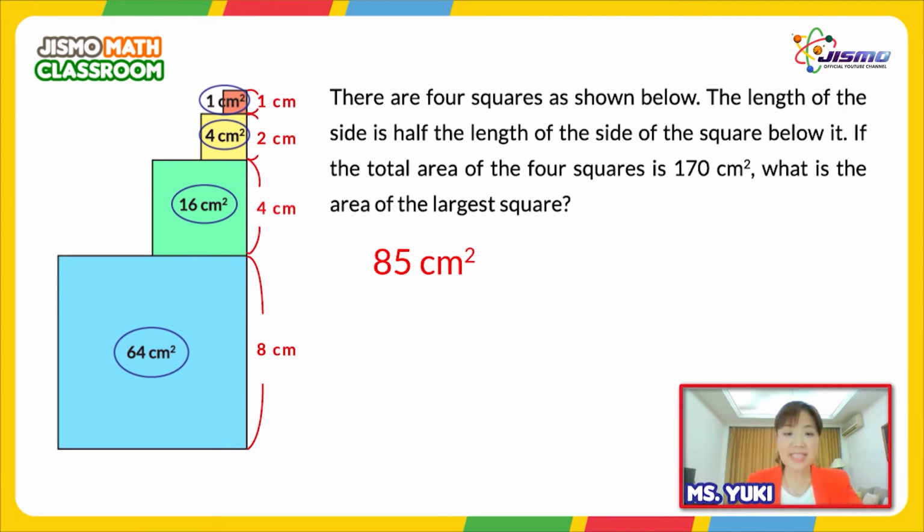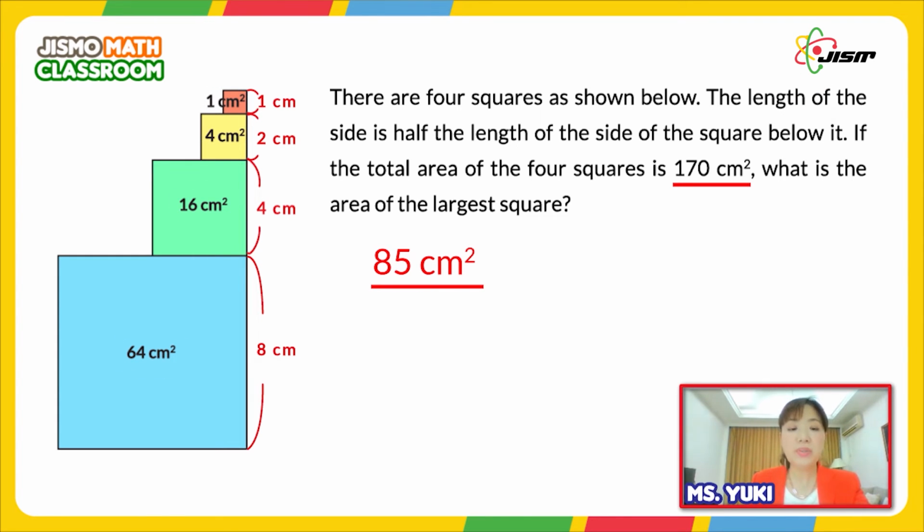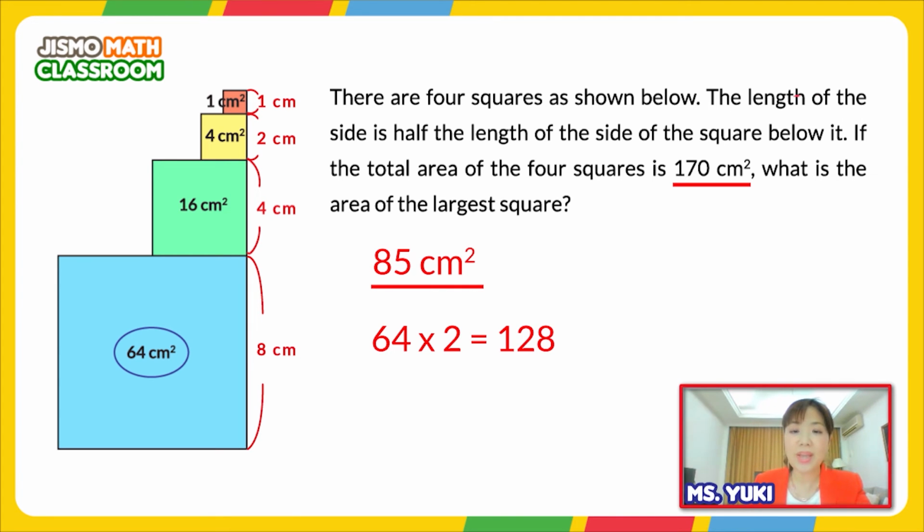But here is the thing. The actual total area is double our assumed total. So we need to multiply the largest square area by 2. That is 64 times 2, equaling 128 square centimeters. Now we reach the answer.